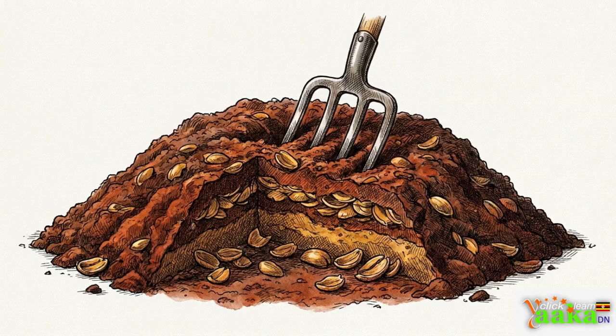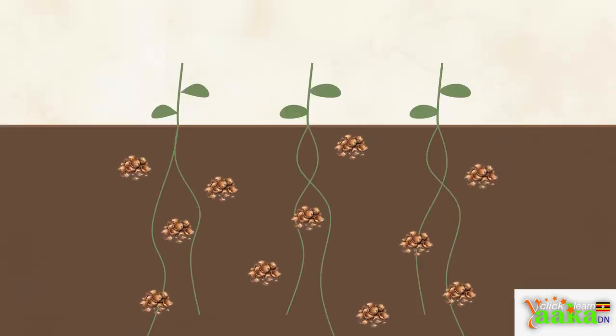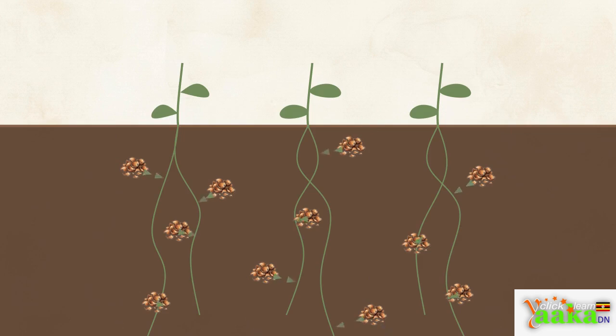Here is the first method. You can compost the husks into organic fertilizers. Because they are bulky, incorporating them back into the soil improves aeration and drainage, while gradually releasing nutrients.